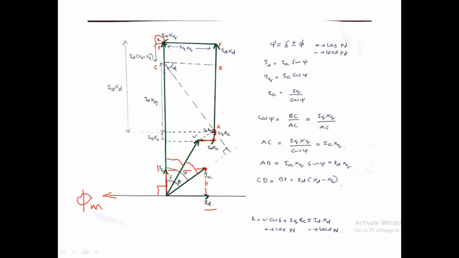Now what about Id into Xd? It will be perpendicular to Id. So this is Id into Xd. And what about Iq into Xq? This is Iq into Xq, which will be perpendicular to Iq. So these four voltage drops are represented, and E will be the sum of all these.